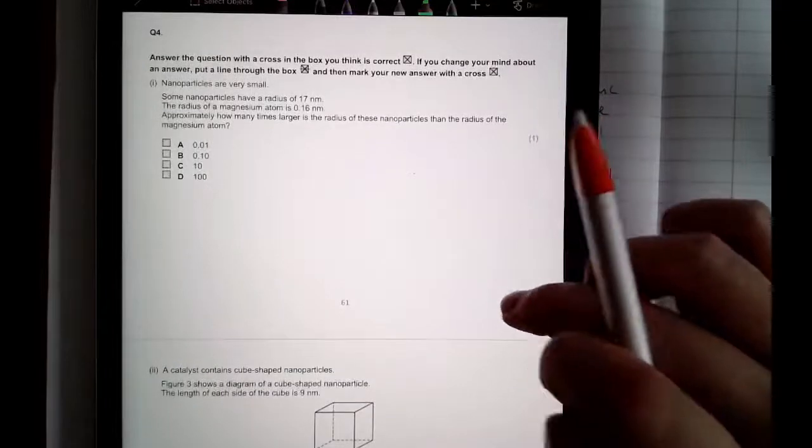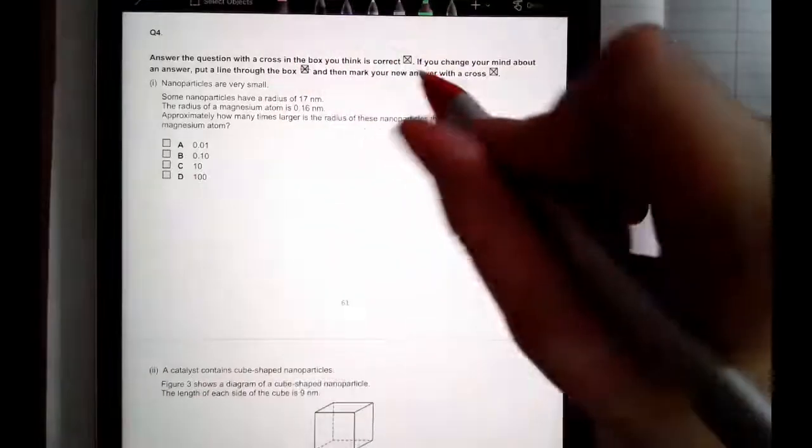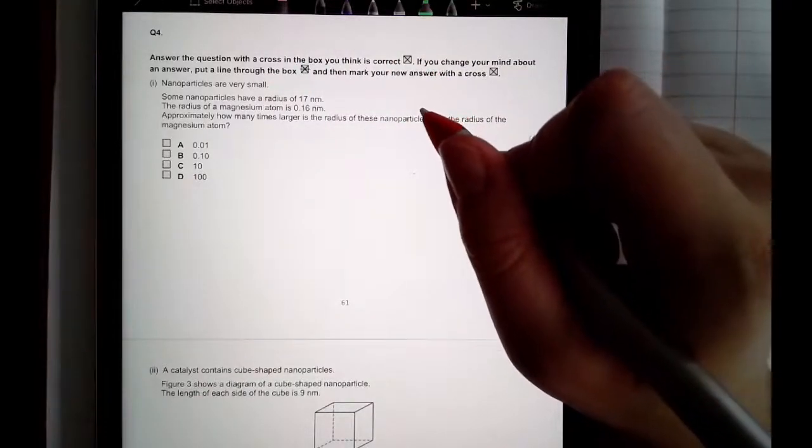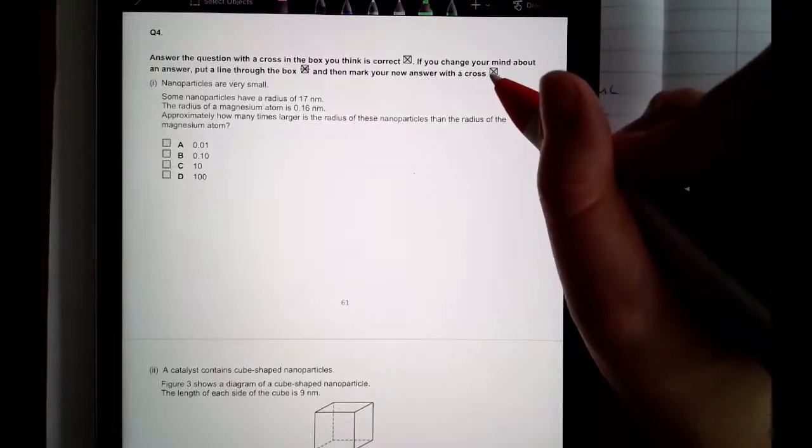The next bit I'm going to go back over in a second. Question 4. Nanoparticles are very small. Some of them have a radius of 17 nanometers. The radius of a magnesium atom is only 0.16 nanometers. So approximately how many times larger?